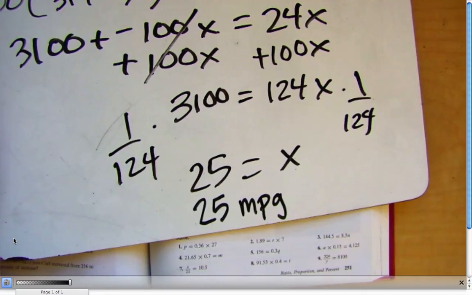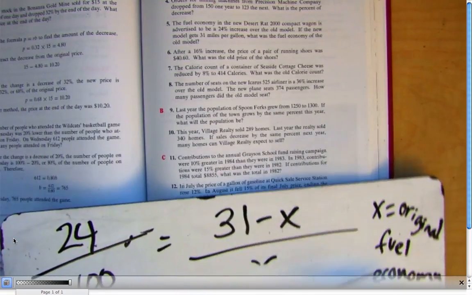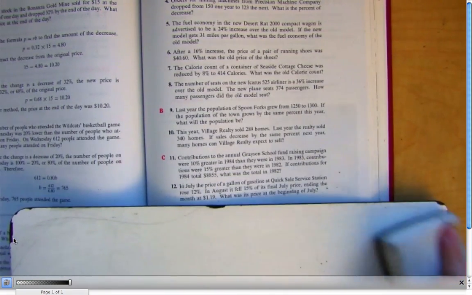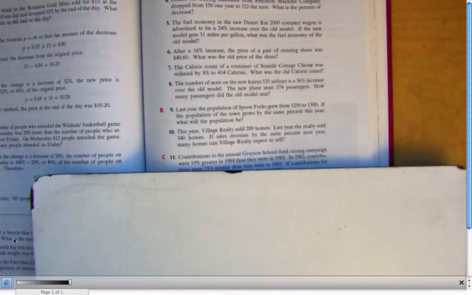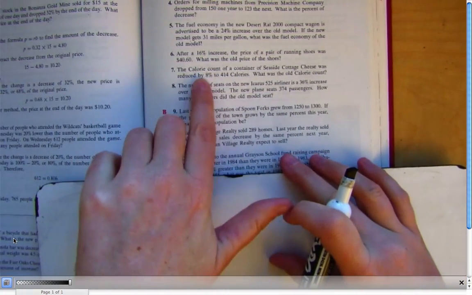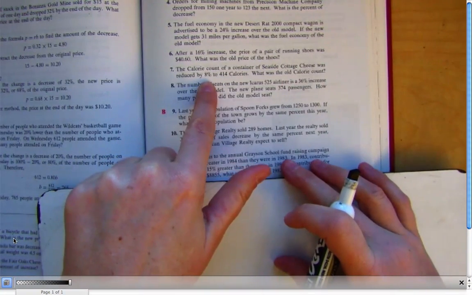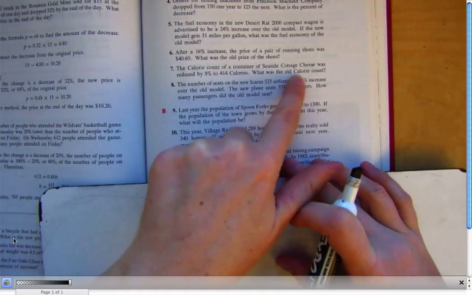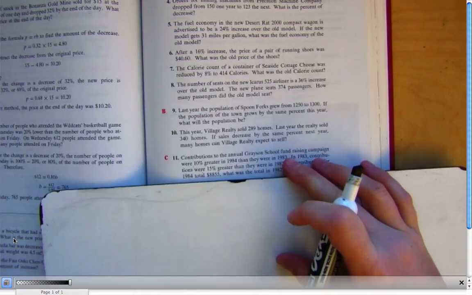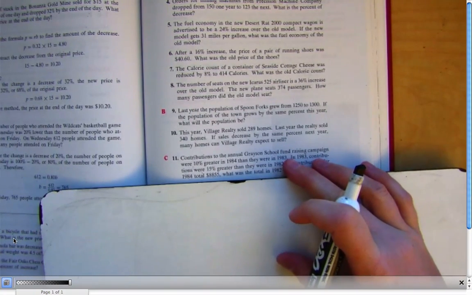All right, so let's try another one because these can be pretty tricky to set out. All right, this next one is just like that last one. So number 7, the calorie count of a container of Seaside cottage cheese was reduced, so this time it's going down, by 8% to 414 calories. What was the old calorie count? This is going to be set up a lot like the last one, so go ahead and pause it and try to set it up on your own, and then hit play to figure out how to do it.